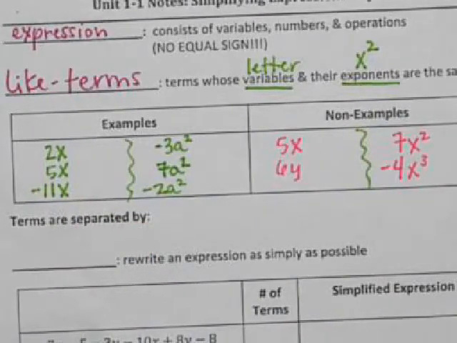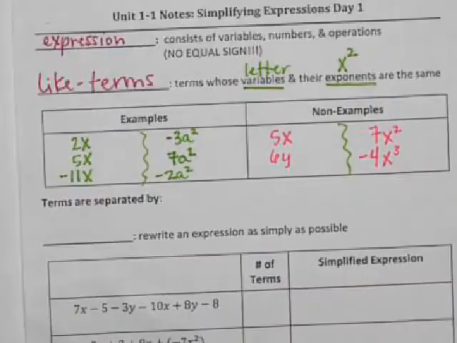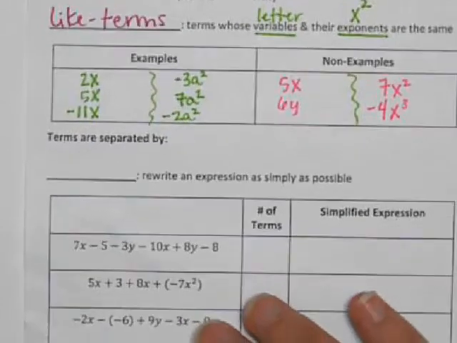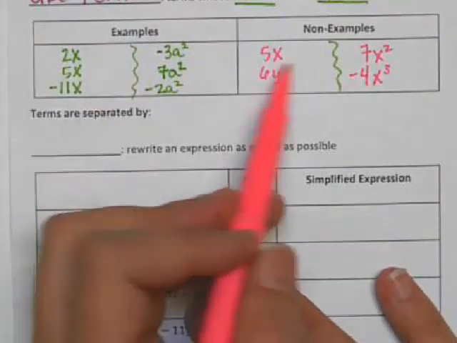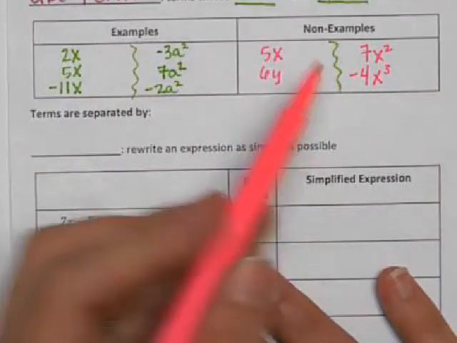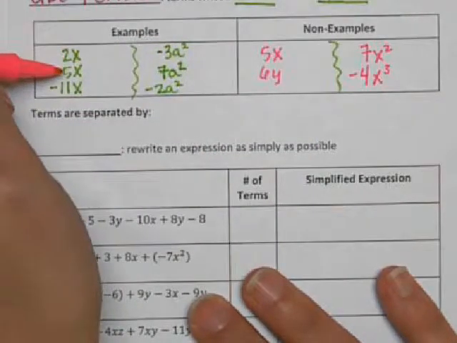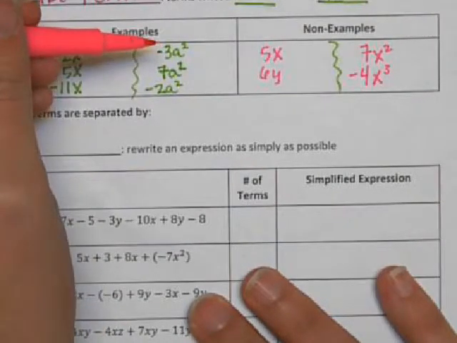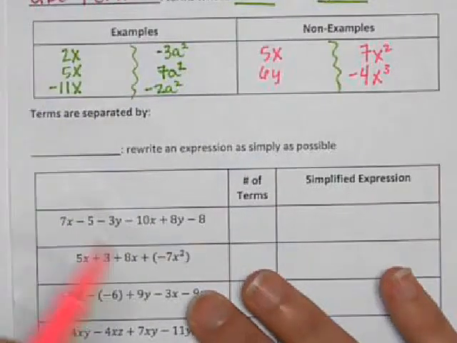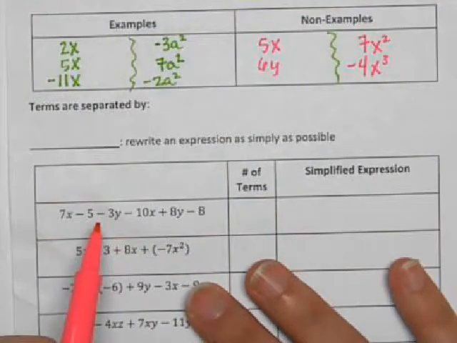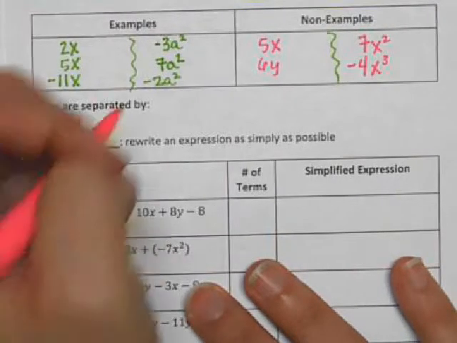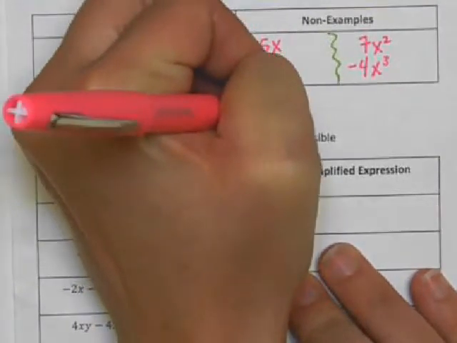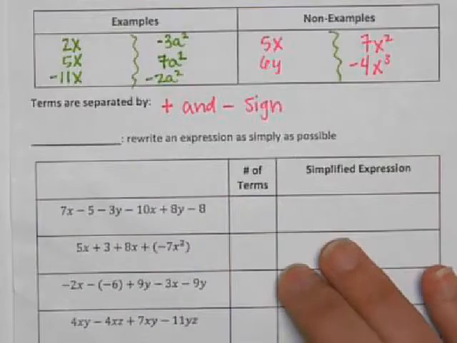So the two most important things today is that you're able to recognize if they have the same letter and the same exponent. Okay, terms. These are all terms up here. Okay, all of these things separately is a term. 2x is a term. 5x is a term. Negative 11x is a term. Negative 3a squared is a term. These are all considered terms. And if you can look down here, all my terms are separated by a plus and minus sign.